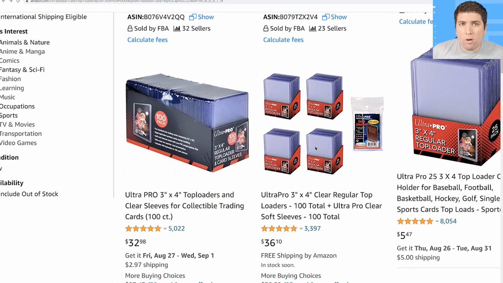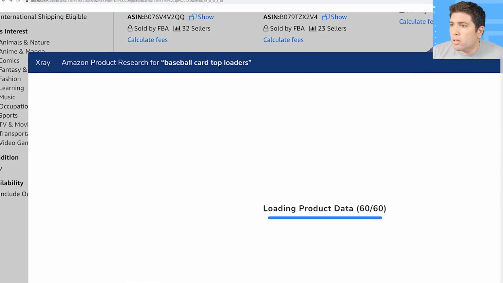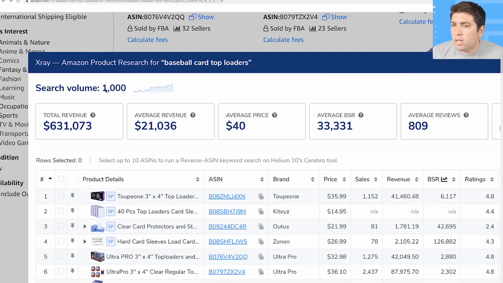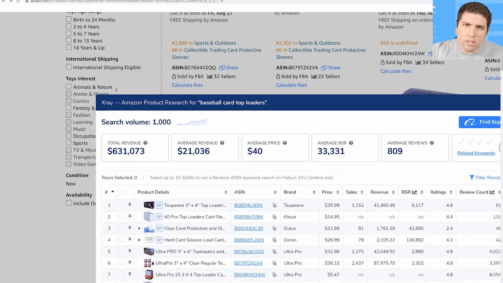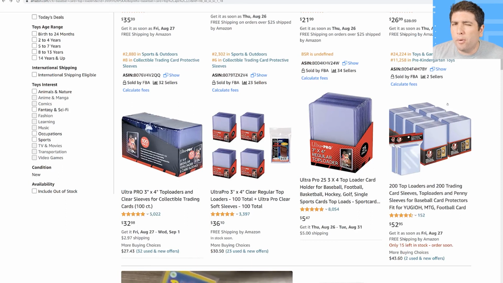If this is searched for by any number, let's check right here in X-ray. It's going to tell me how many times this keyword is searched for per month. Baseball card top loaders is searched for 1,000 times a month. That's a relatively decent amount, like 30 or 40 times a day. I bet it's not the number one keyword for this, but it's 1,000 times a month. If a keyword is searched for 1,000 times a month, they would not have gotten to page 1, position 1 unless they were getting sales. I hope that makes sense.